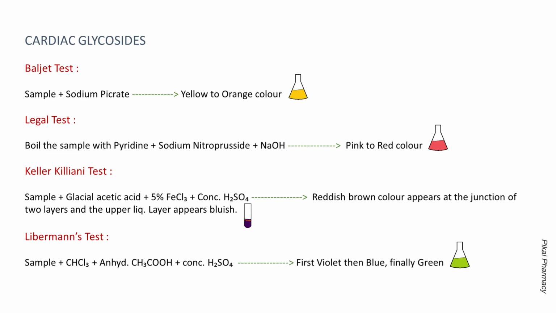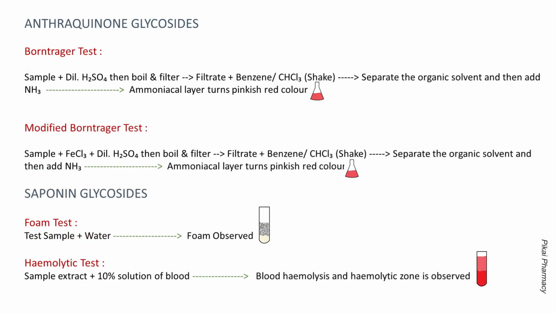And lastly, here's the Liebermann's test. Now in this test, the sample is mixed with chloroform and anhydrous acetic acid and concentrated sulfuric acid is added to the mixture. Now the presence of cardiac glycoside is detected by the appearance of violet, then to blue and finally green color.